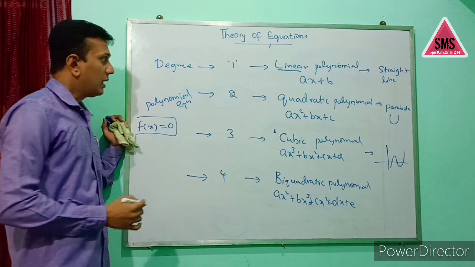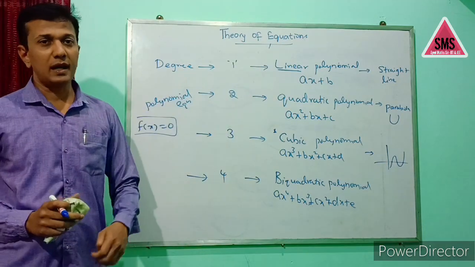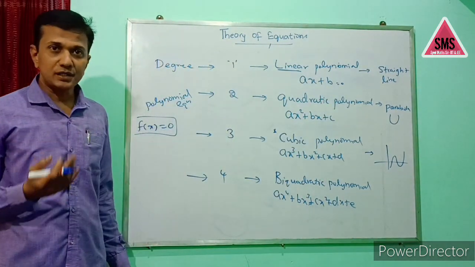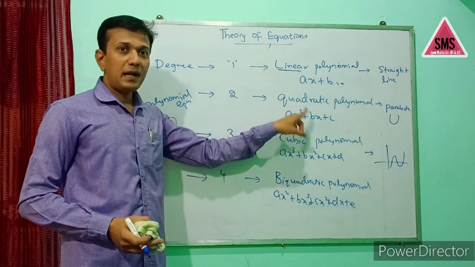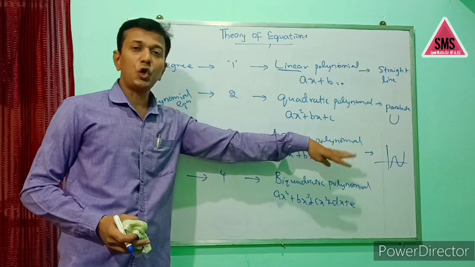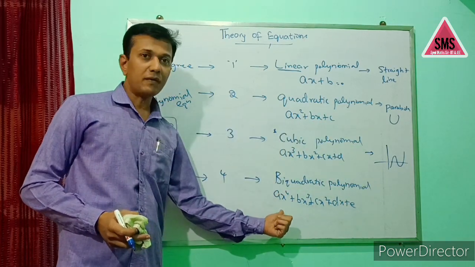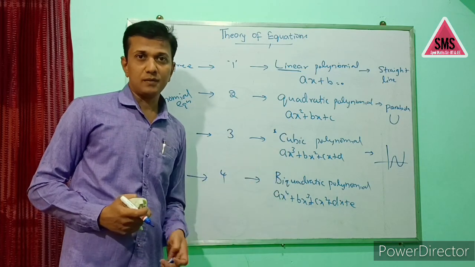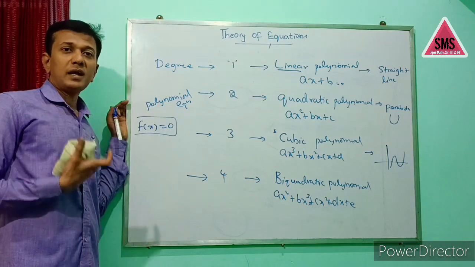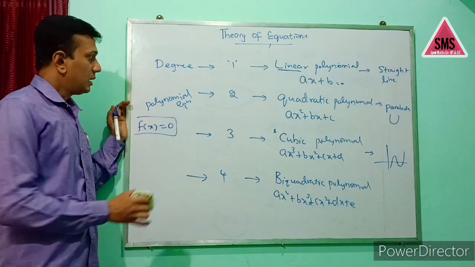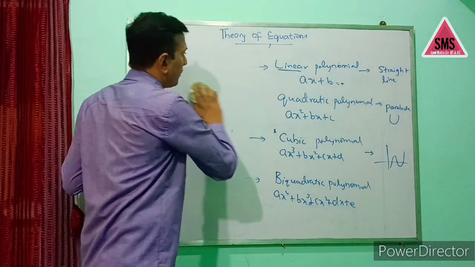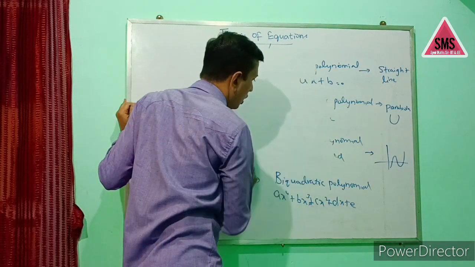Polynomial equation. Similarly, as we have types of linear polynomial, if this linear polynomial is equated to 0, we call it a linear equation. A quadratic polynomial equated to 0 is a quadratic equation. A cubic polynomial equated to 0 is a cubic equation. A biquadratic polynomial equated to 0 is a biquadratic equation. So overall, these are the family members of polynomial equation, and we can generally call it a polynomial equation. For this polynomial equation, we have to find some roots.